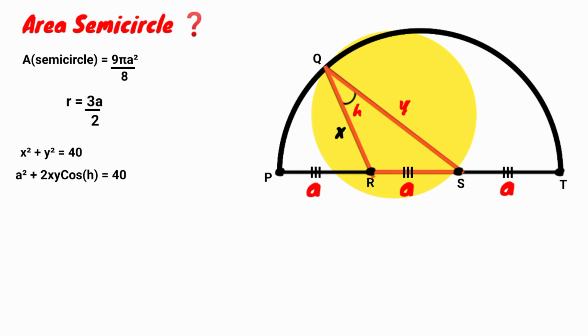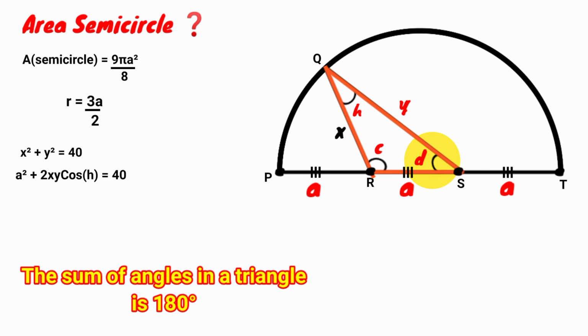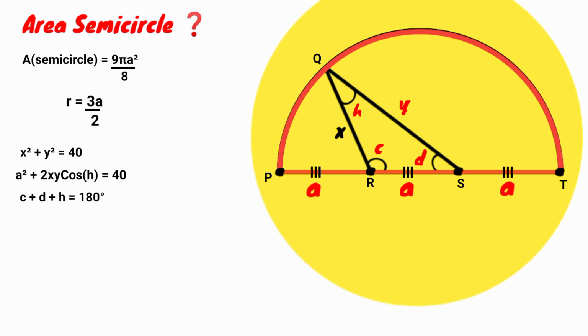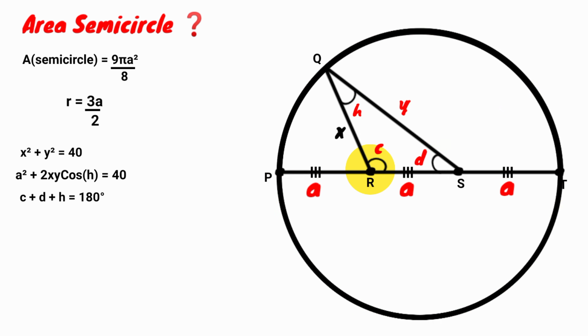Now come to this triangle. We have this angle to be h. Assume the size of this angle to be c and this d. We know the summation of angles in a triangle is 180 degrees. So based on that, c plus d plus h equal to 180 degrees. Now this semicircle, since a semicircle is half a circle, we draw out its complete circle. Now from this point, draw a side parallel to this side down to the circumference.